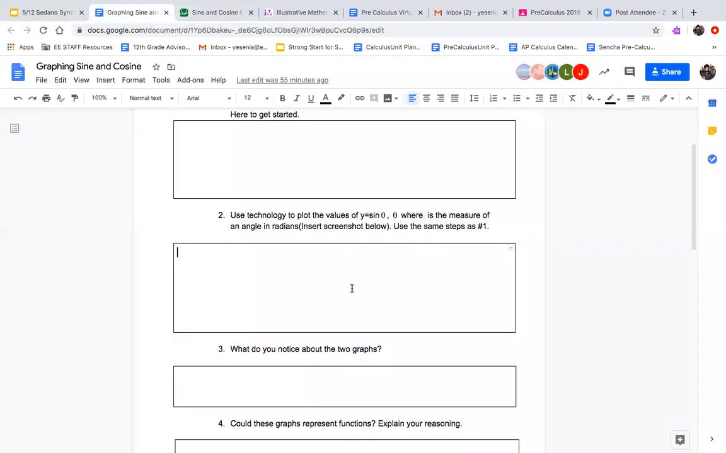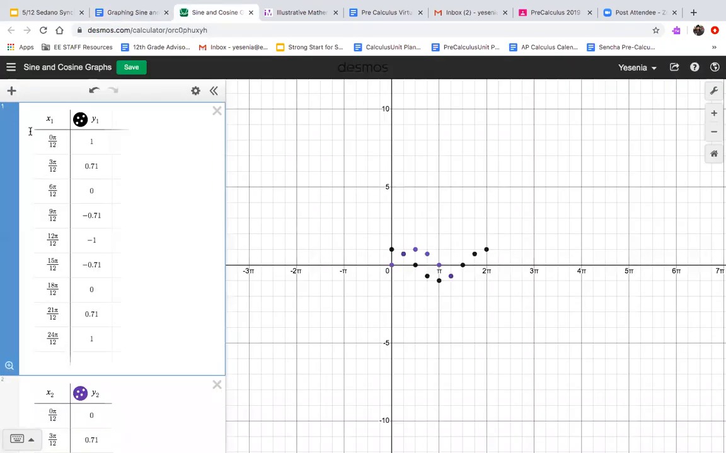But basically, once you're done with sine, take your screenshot, put it in here, and then 3 and 4 is like you're analyzing those pictures. Oh, can I see the cosine table again? This one up here? Yeah, so this right here is your cosine table.